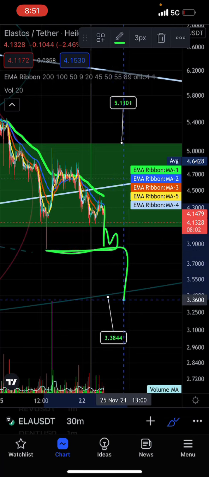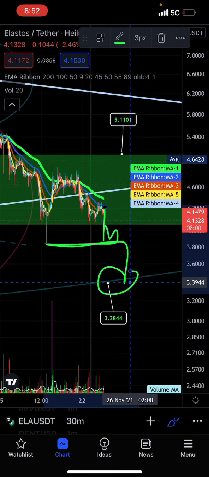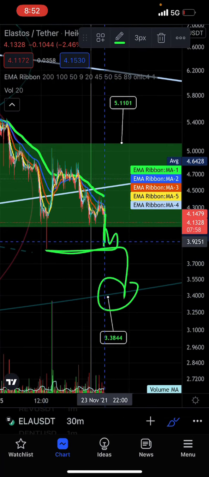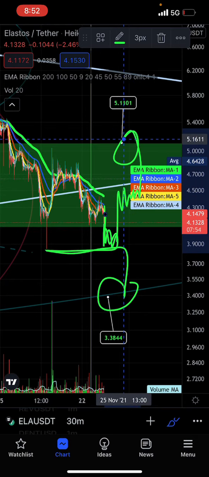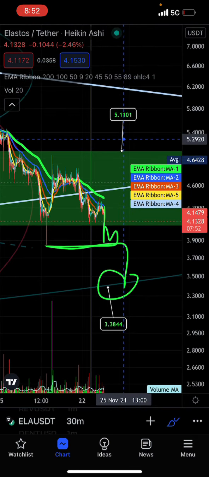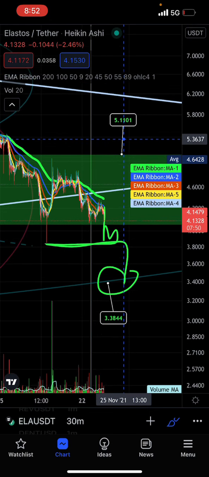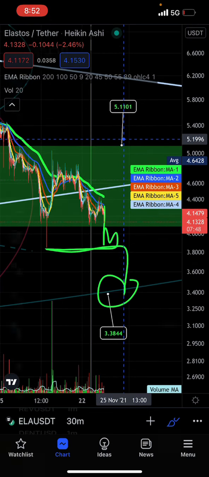And if we can't hold that, we're coming down to this underneath target of $3.38. If we can get a bottom there, we can trade back up and then try to come up to this upper target. So we're still looking the same as yesterday. Your underneath target, $3.38. Your overhead target, $5.11.